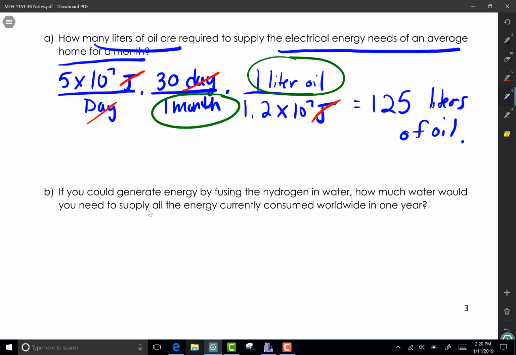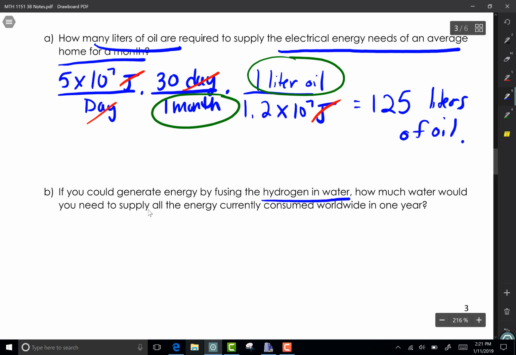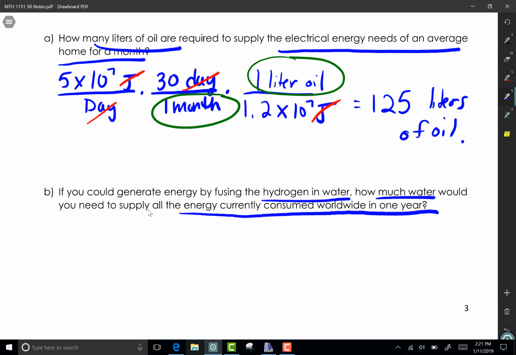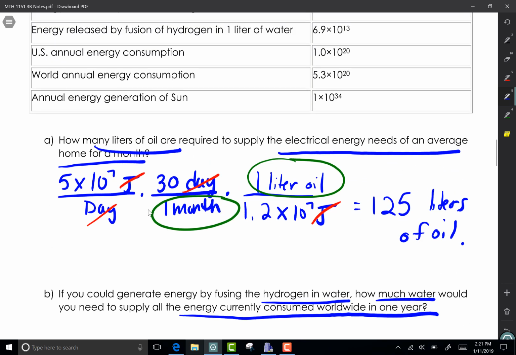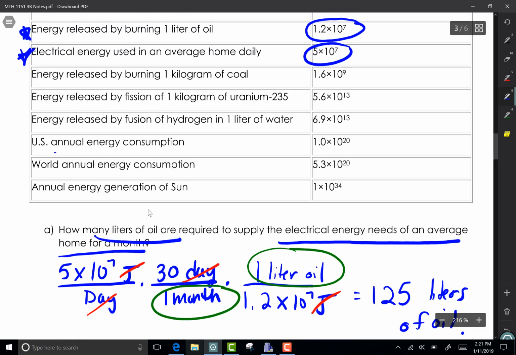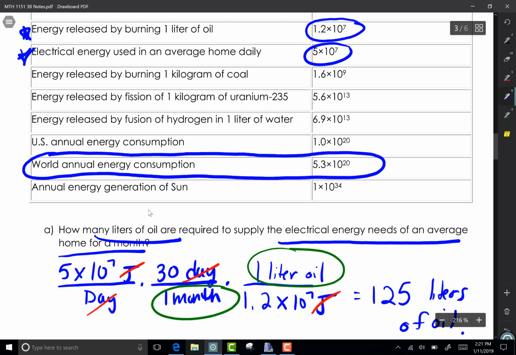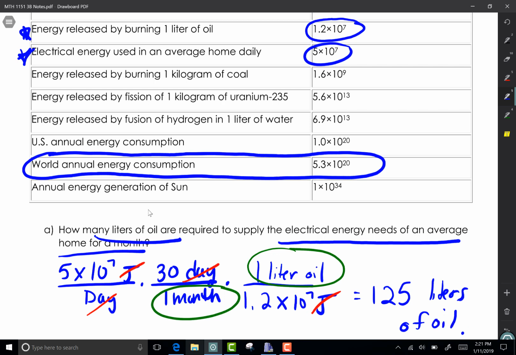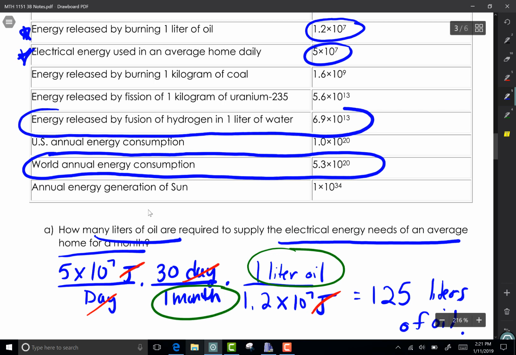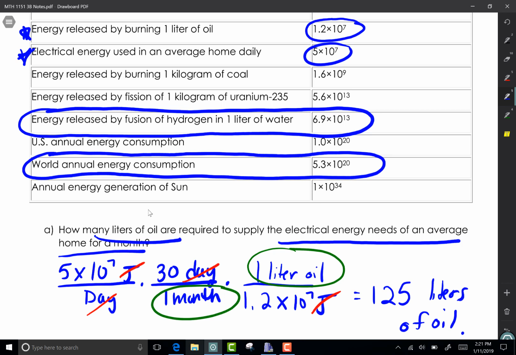Now in part B it says if you could generate energy by fusing hydrogen and water, how much water would it take to supply all the energy needs of the world in 1 year? So we want to compare the amount of water needed to generate the energy needed by the world in 1 year. So if we scroll up, we have the world annual energy consumption right here. For every year, on average, the world uses 5.3 times 10 to the 20th joules. And then we also have the other one that we're going to need for this problem, which is how much water we're going to need. That's going to be 1 liter of water for every 6.9 times 10 to the 13th joules.